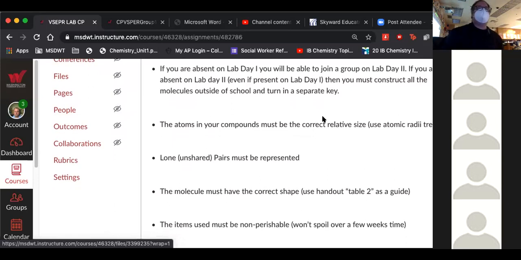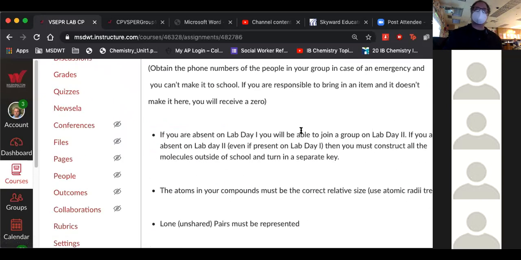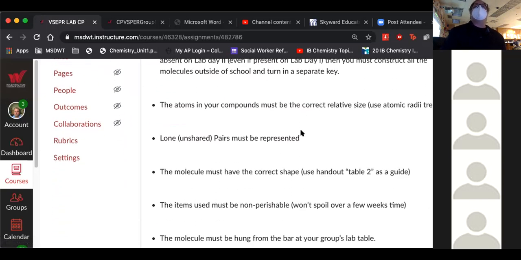And the groups should be based on these numbers. So we can assign group numbers today, and then basically you just stick with the same group. The other thing is your atoms and your compounds should be correct in relative size. So remember, fluorine is the smallest and francium is the biggest. So it doesn't have to be dead on that. Just try to think about those.